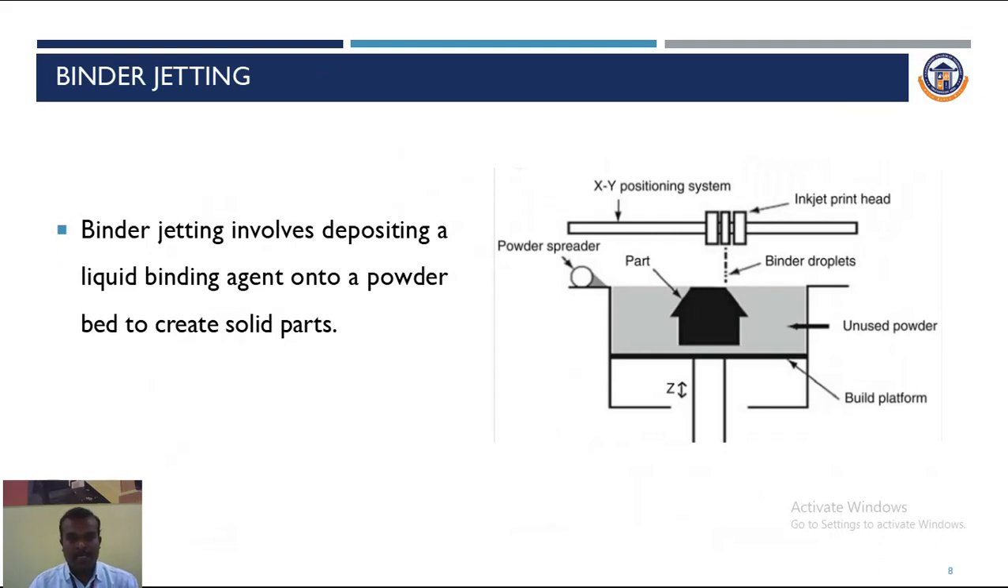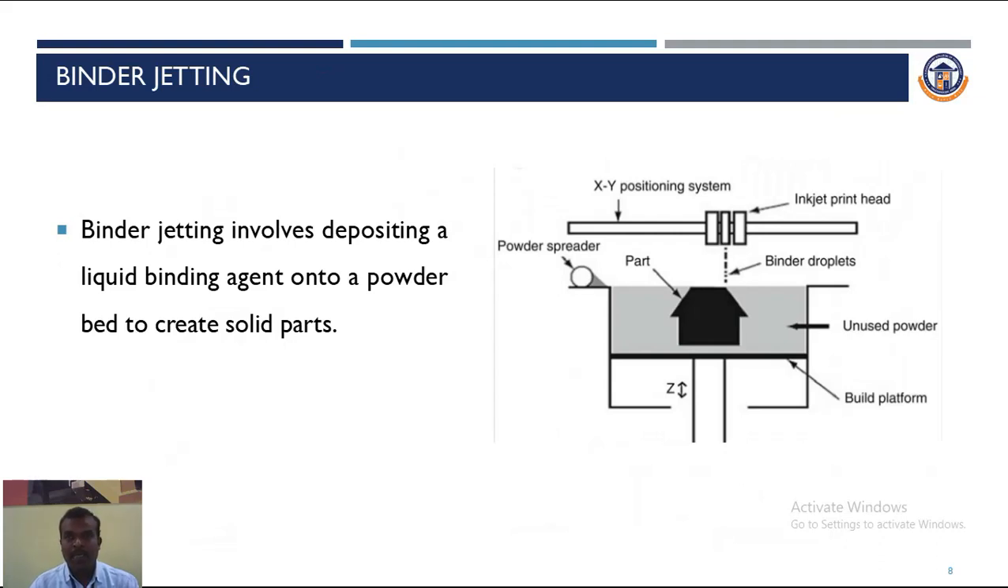That means the raw material will be in powder form, coated over the bed. We can spray the binders in very tiny particles on that coated bed, where the raw material is poured. The binding agent reacts with the powder and creates solid particles. It is the binder jetting process.